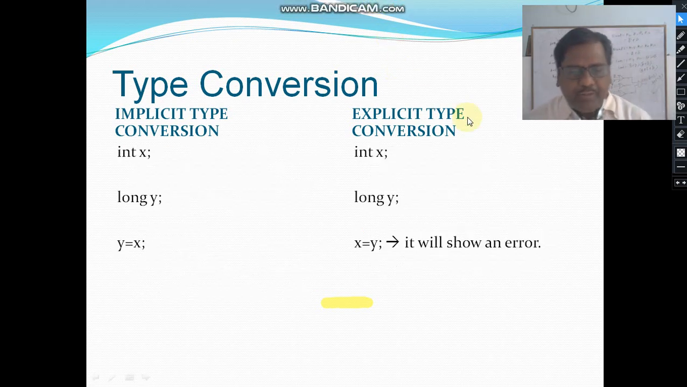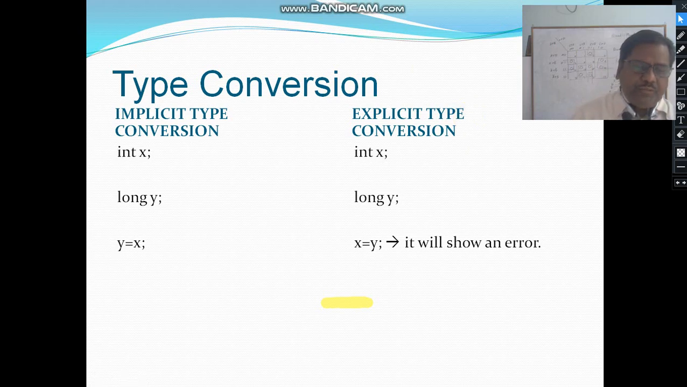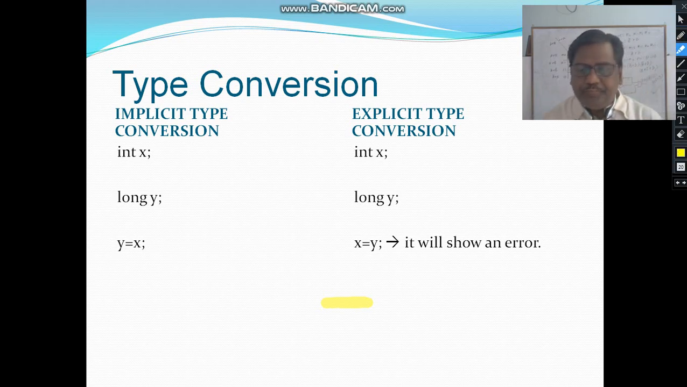When we come to the type conversion examples, look at the implicit type conversion example carefully. We have taken an int x and a long y, and we are storing y = x. That means y is of a larger data type, 8 bytes, and x is of a smaller data type, 4 bytes.